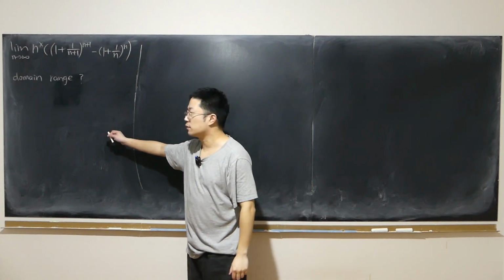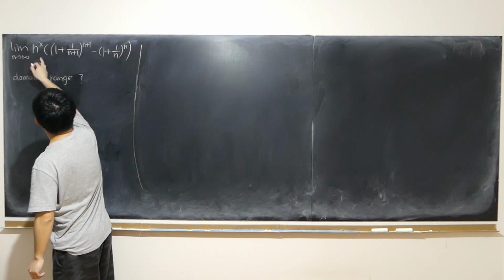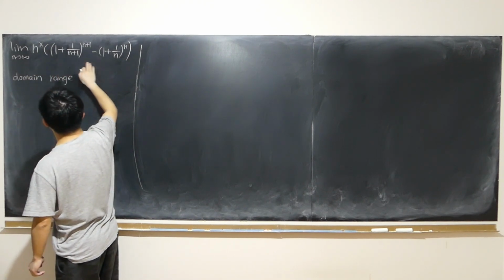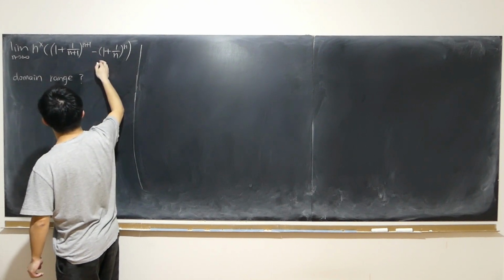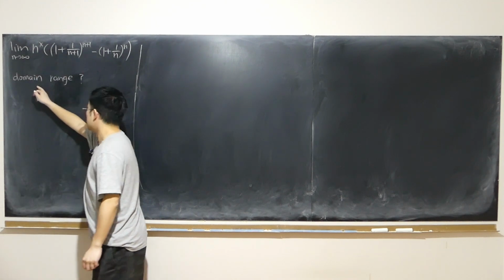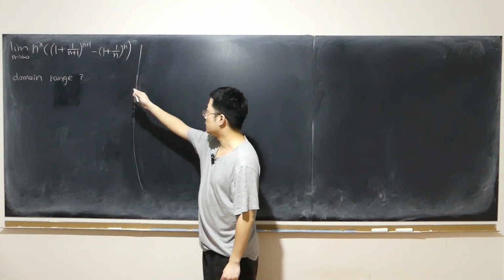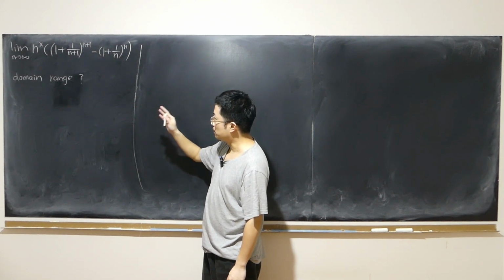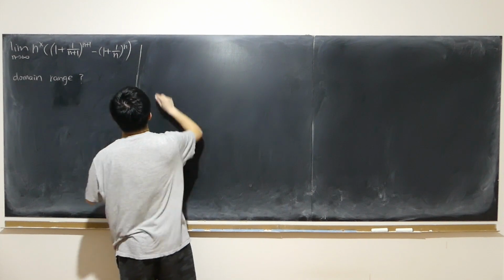What's the domain of this function in terms of x? Different values of x will decide the convergence or divergence of the sequence. For some values of x, maybe the sequence is convergent. For some other values of x, maybe it's divergent. So the domain of this function means: when is this sequence convergent? In other words, what kind of x makes this sequence convergent? That's the meaning of the domain.